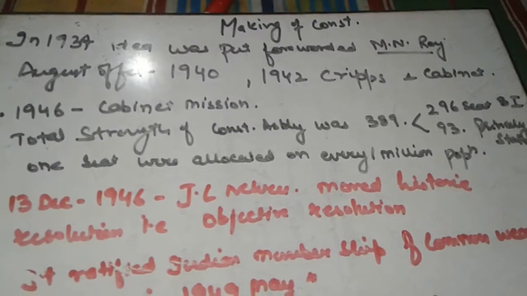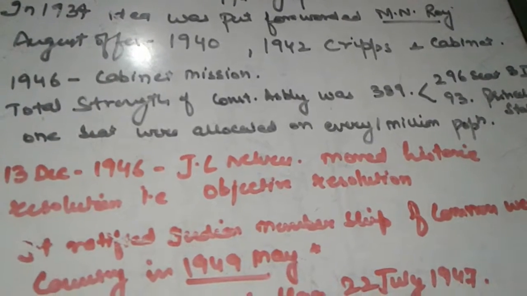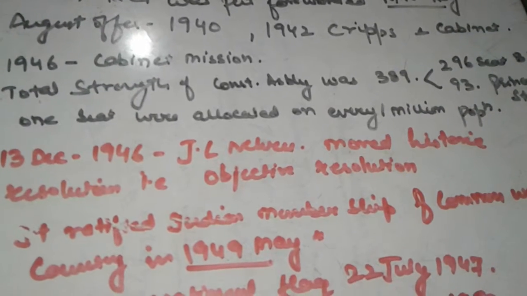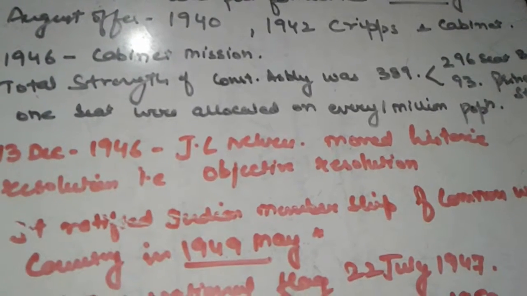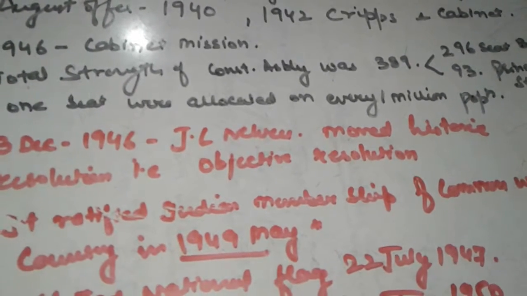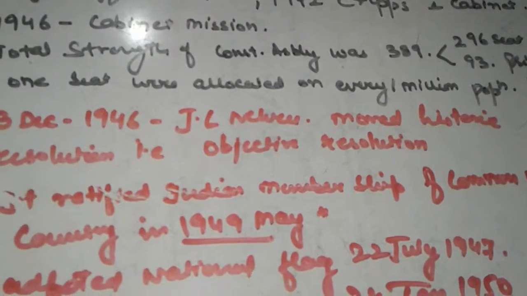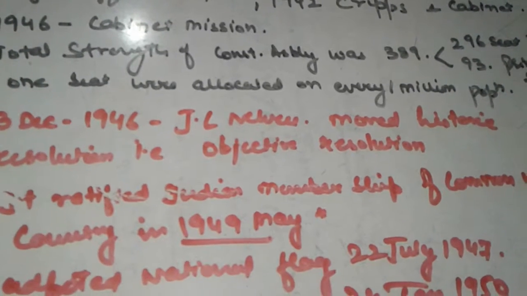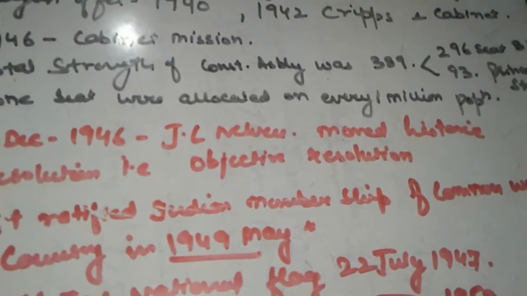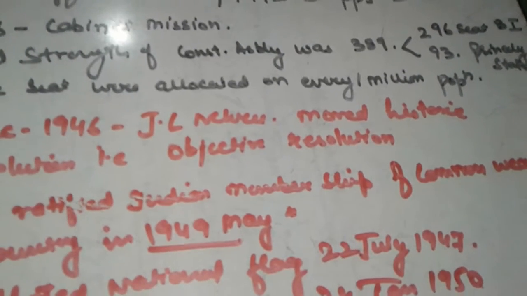Now we start the new series on Indian polity. This is our second lecture on the making of the Indian Constitution. In 1934, the primary idea of a Constituent Assembly was first put forward by M.N. Roy. After that, in 1935, the Indian National Congress officially demanded a Constituent Assembly to frame the Constitution. In 1938, Jawaharlal Nehru, on behalf of the INC, declared the demand for a Constitution for free India.